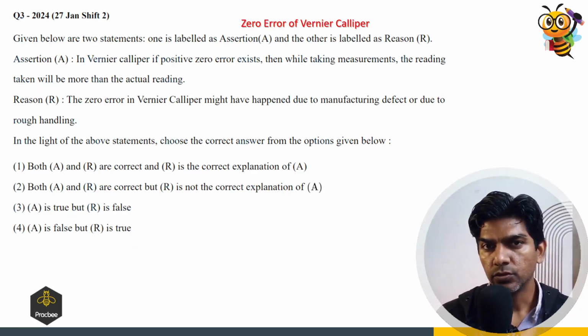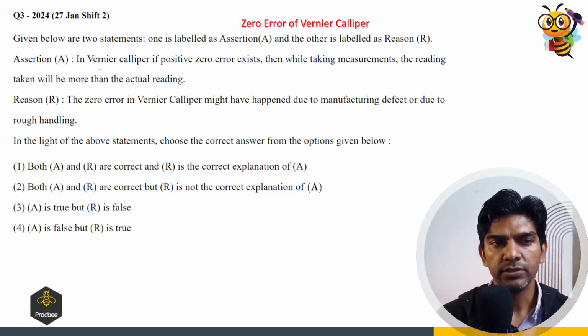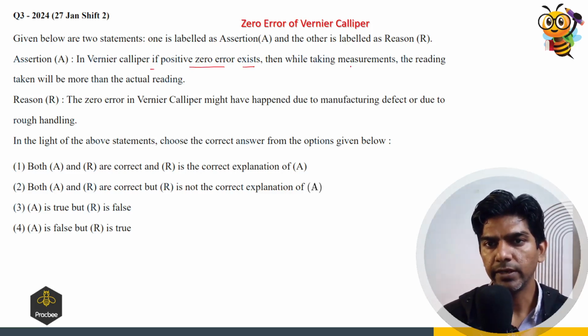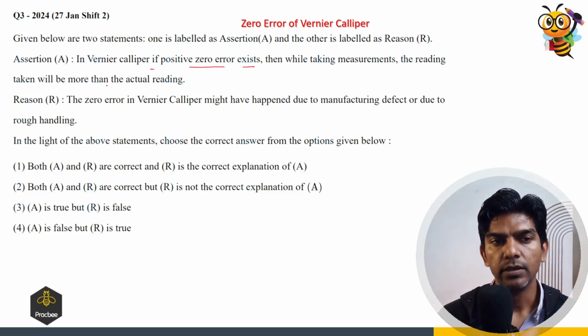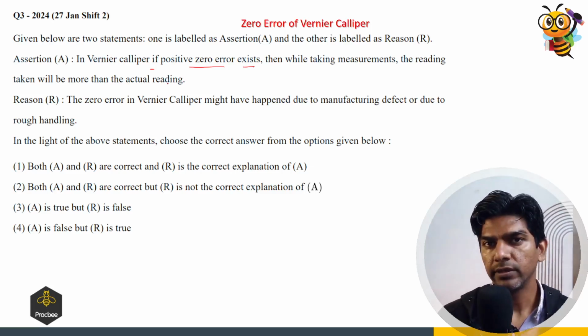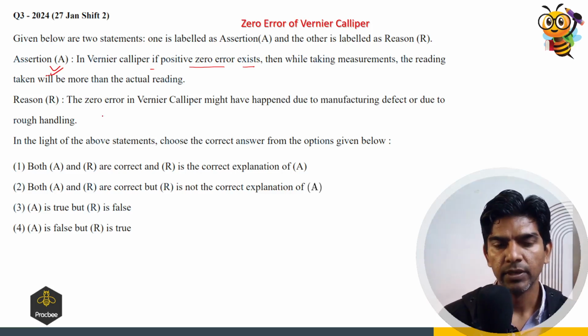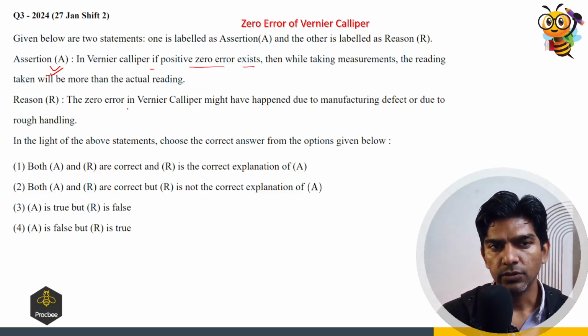Now let us see a question based on the zero error of a Vernier caliper. So here we have given assertion and reason. So assertion is given as, in a Vernier caliper, if the positive zero error exists, then while taking the measurement, the reading taken will be more than the actual reading. Right, so in this case, reading is more than the actual reading. That's why we have to subtract positive zero error. So assertion is correct. Now in the reason, the zero error in Vernier caliper might have happened due to the manufacturing defect or due to rough handling. That is also correct. So we'll have a zero error because of those defects.